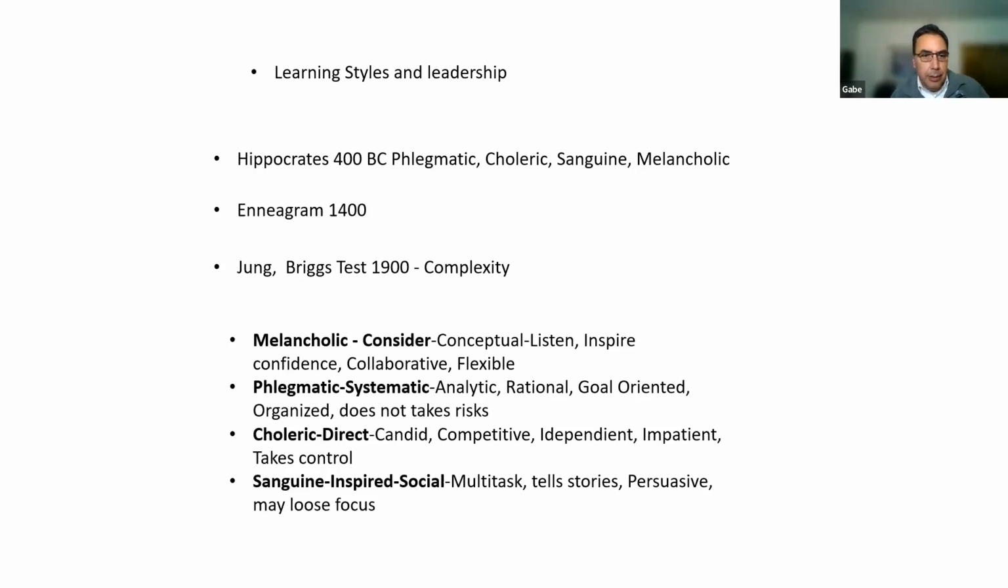To make it simple, following Hippocrates, the melancholic is the one who is conceptual, likes to listen, inspires, gives confidence, is collaborative, is flexible. The phlegmatic or the systematic is the person that is analytical, rational, goal-oriented, organized, and does not take risks. And you can see them sometimes when you go and talk to them. The choleric is direct, candid, competitive, independent, impatient, takes control. The sanguine inspires, is social, multitasks, tells stories, is persuasive, and many times you see they may lose focus. But I'm sure you have seen these kinds of personalities.